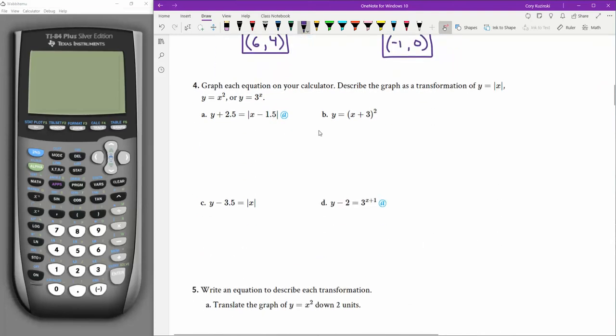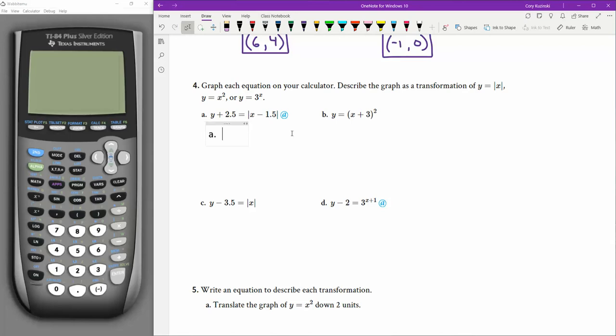Graph each function in your calculator. Describe the graph as a transformation. Well, actually, I'm gonna do this a little backwards. I'm gonna describe it as a transformation first, and then I'm gonna graph it and prove it to you. So let's go like this.